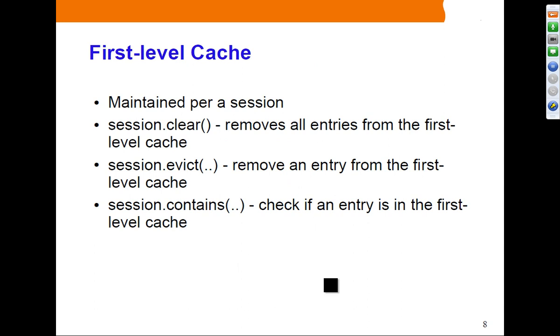So first level cache is maintained per session, and there are a few APIs that you can use in your application to manipulate it. Session clear will remove all entries from the first level cache. With session evict, you specify a particular object, and it will remove that particular entry from the first level cache. And you can also check whether a particular entry is in the first level cache or not by calling contains.